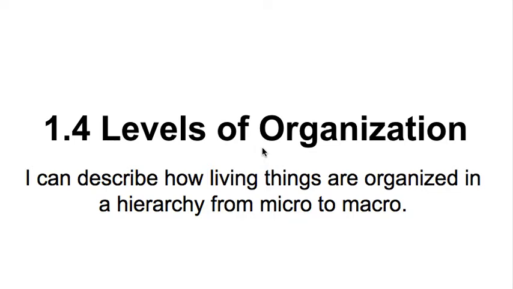Hello and welcome back to Learning Target 1.4 for biology, which is on the levels of organization. This is talking about how you can describe how living things are organized in a hierarchy, meaning like a ladder going from the bottom to the top, all the way up from micro, which means really small, to macro, which means really big. So how can we organize life from the small to the big?